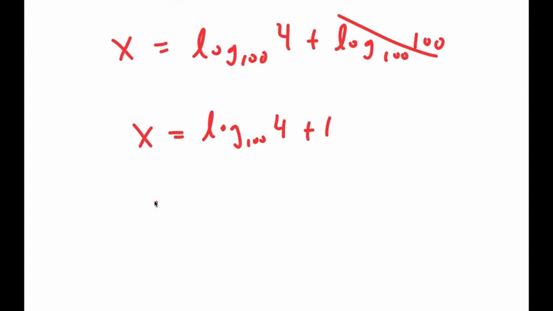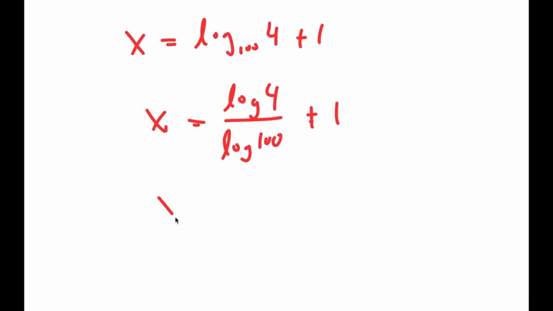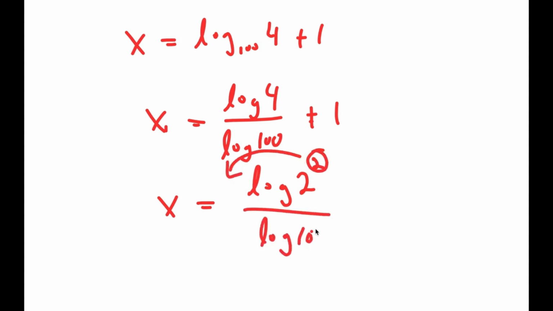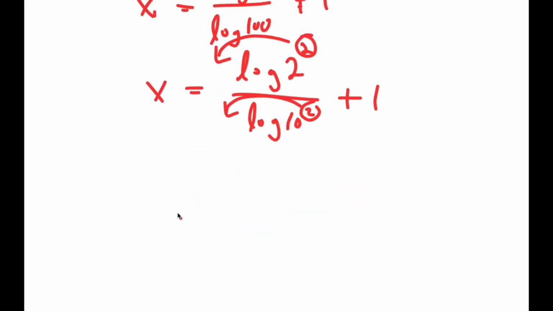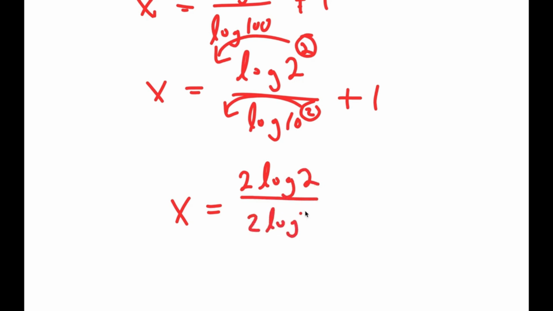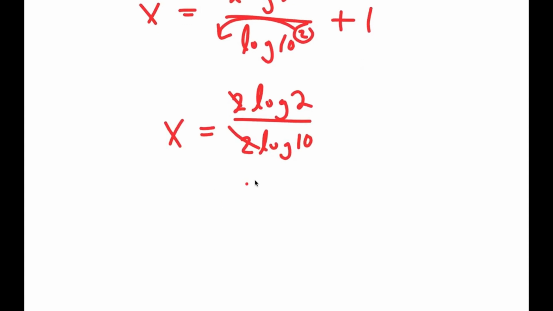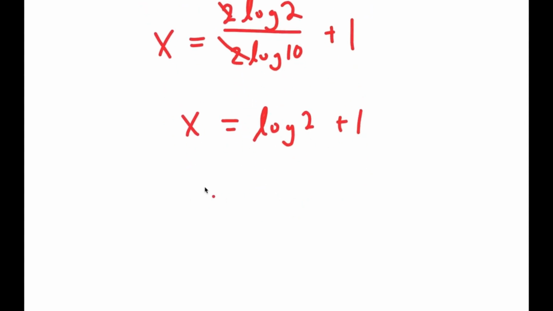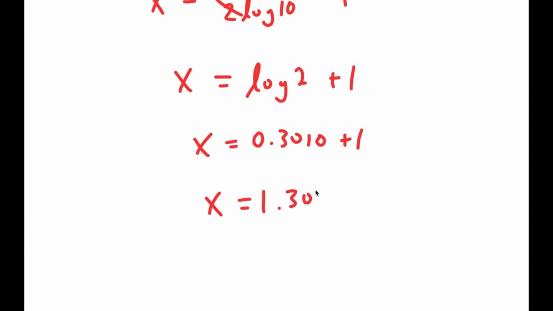Now, log base 100 of 4 is the same thing as log of 4 over log of 100. Now, log of 4 I can rewrite as log of 2 squared, and then I can move the 2 to the front. And log of 100 I can rewrite as log of 10 squared, and I can move the 2 to the front. So now I get 2 times log 2 over 2 times log 10, which these two 2's cancel out, and log of 10 is just 1. So I get log of 2 plus 1, which is equal to 0.3010 plus 1, which is equal to 1.3010.